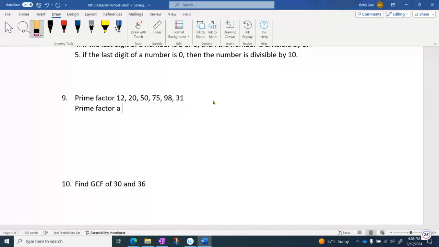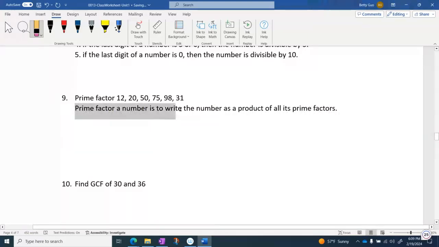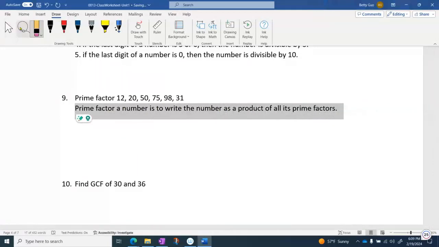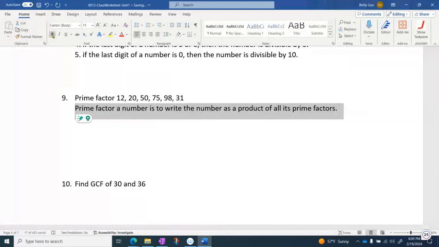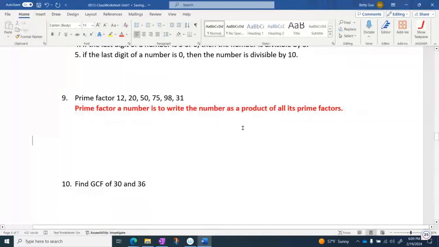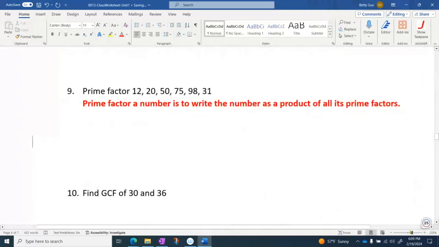Prime factor a number. The number here refers to a whole number. It is to write the number as a product of all its prime factors. First, let's clarify the definition of prime factoring a number. Write it down. We are going to learn the technique, but firstly, we have to know what prime factoring a number is.